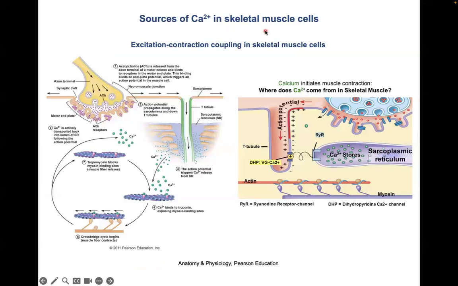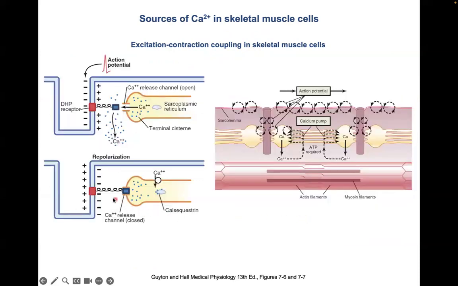Calcium in skeletal muscles. Here, again, excitation-contraction coupling, which I discussed in detail in a previous part. I will now focus on the interaction between voltage-gated calcium channels and ryanodine receptors. In the resting state in skeletal muscle cells, repolarization, we have the voltage-gated calcium channel directly coupled to the ryanodine receptor in the sarcoplasmic reticulum.